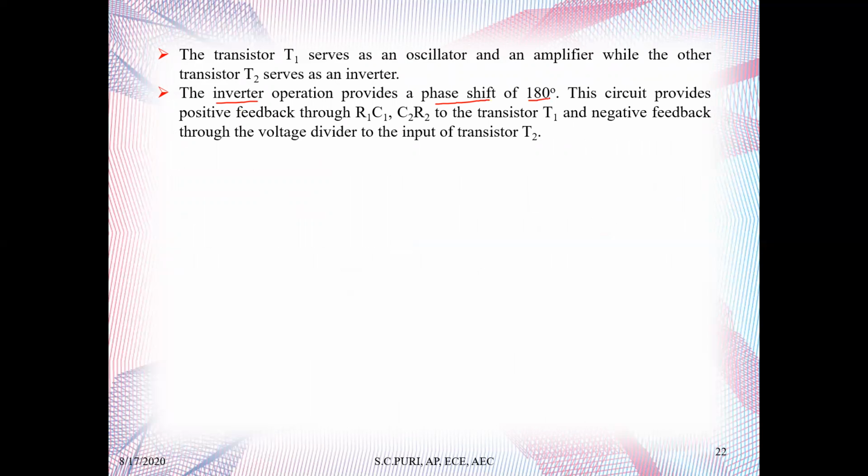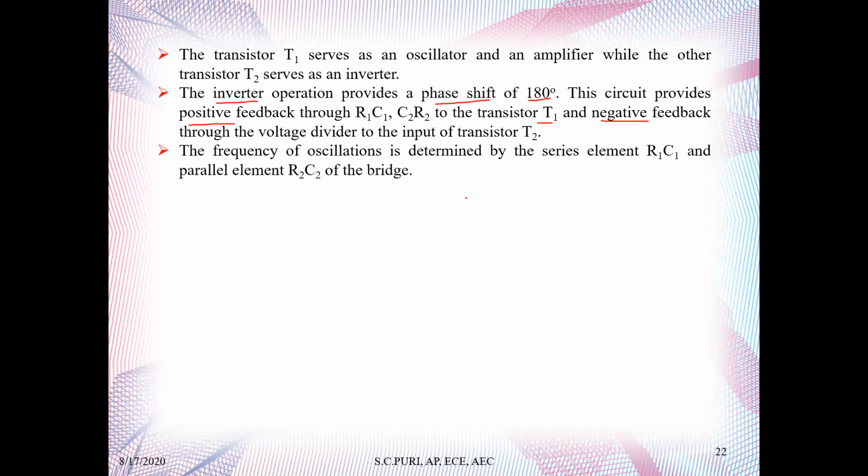The circuit provides positive feedback through R1C1, R2C2 to the transistor T1, and negative feedback through the voltage divider to the input of transistor T2. The frequency of oscillations is determined by the series element R1C1 and parallel element R2C2 of the bridge. Therefore, F is equal to 1 by 2 pi root of R1C1R2C2. If R1 is equal to R2 and C1 is equal to C2 is equal to C, then F is equal to 1 by 2 pi RC. So we will take this as R.